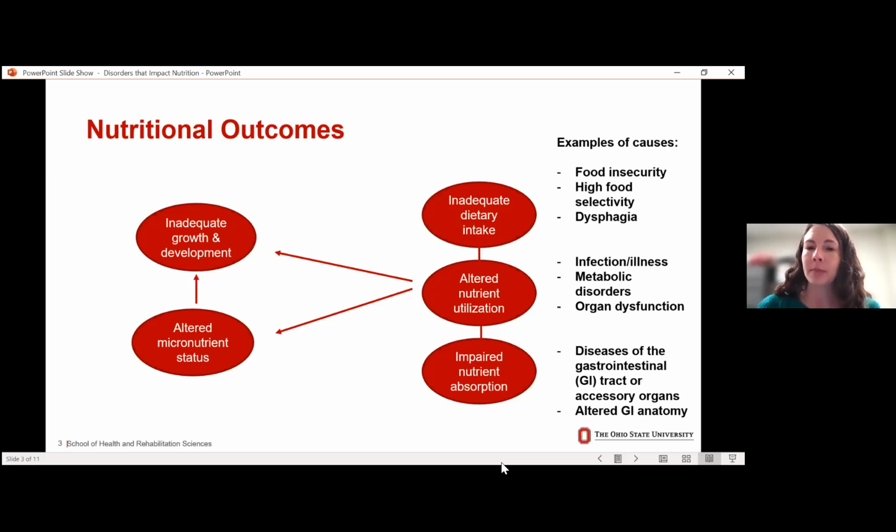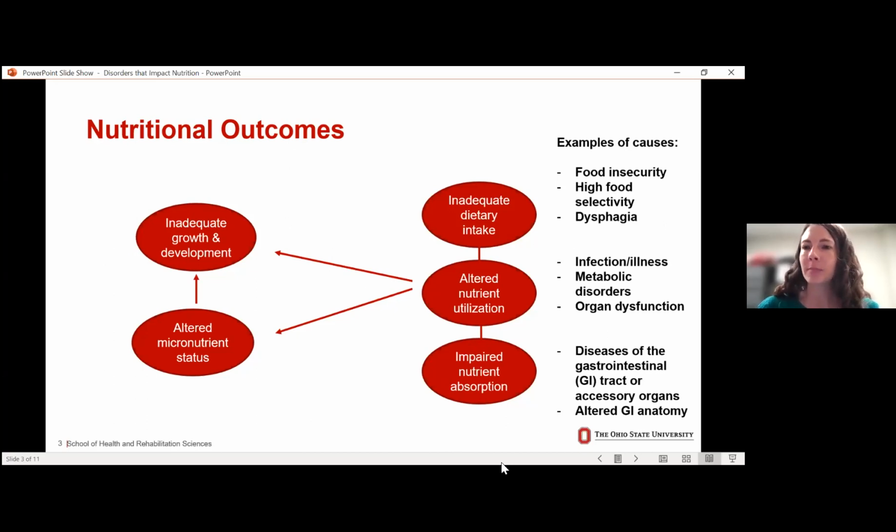We can also see impaired nutrient absorption, and this often involves diseases of the gastrointestinal tract, but sometimes it involves accessory organs too, such as the pancreas and the liver, which secrete substances into the intestine, and those impact our ability to break down those nutrients and absorb them.